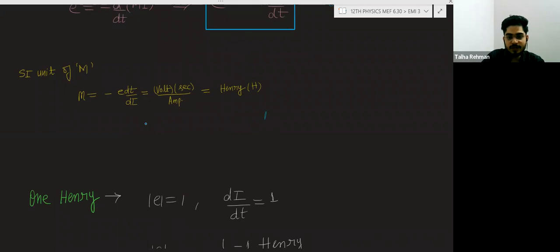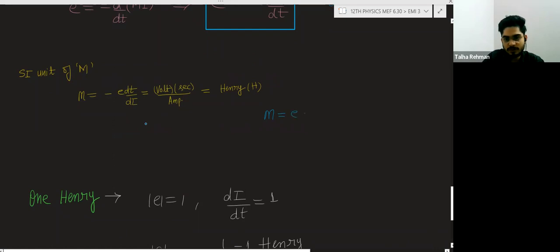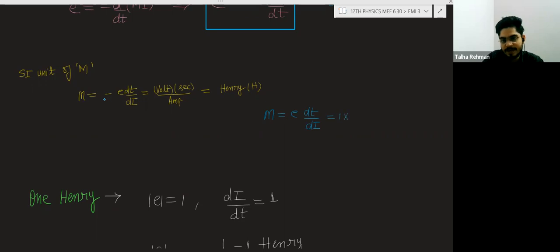Basically, the coefficient of mutual induction is given by the formula E = M di/dt. I am not taking the minus sign because I am talking about the magnitude. So you put the E value as 1 and di/dt as 1, and you will get 1 Henry.